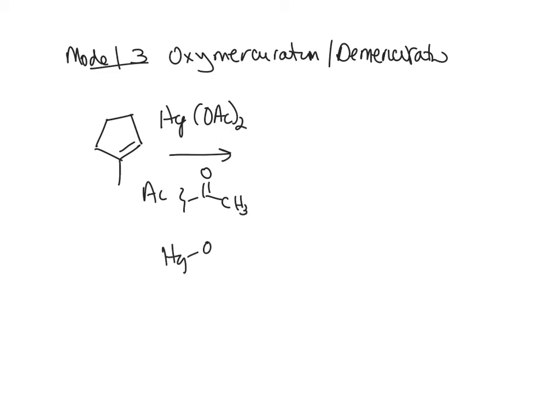So mercury, basically, this is what mercury acetate looks like. Mercury is big, and now I'll show you. So mercury acetate. Mercury will form 2 of these. Okay, and then you make an intermediate called the mercurinium ion.